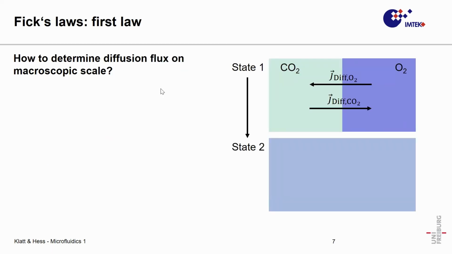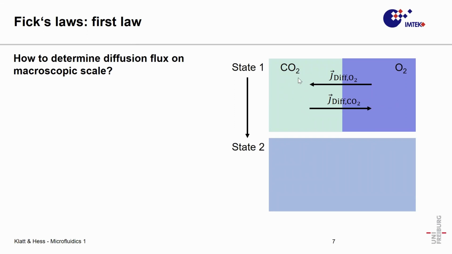If we now return to our first example with the two gases separated within a container, you would expect that there, at the start at least, there is a flow of oxygen from the 100% concentration area in the direction of the carbon dioxide.